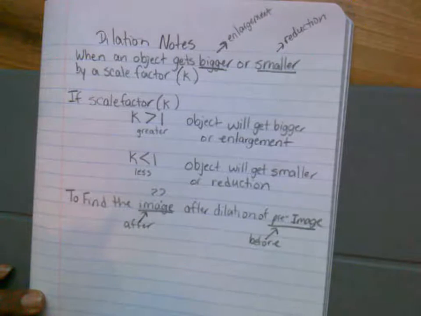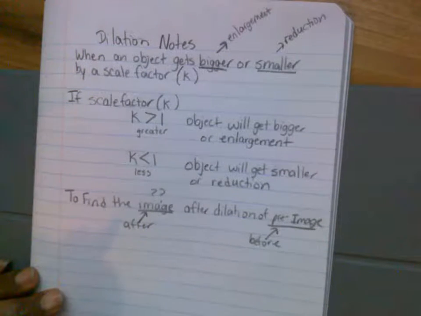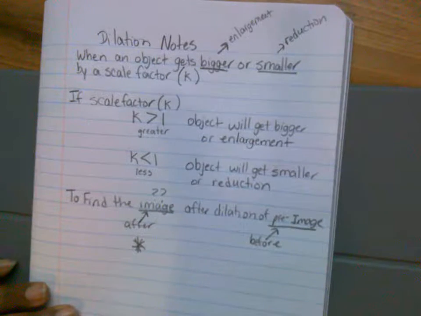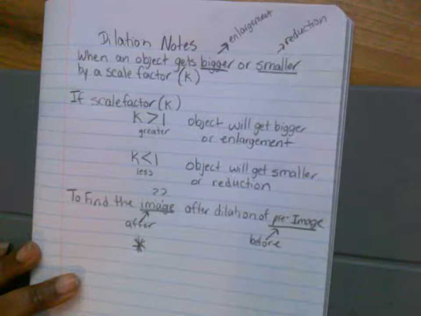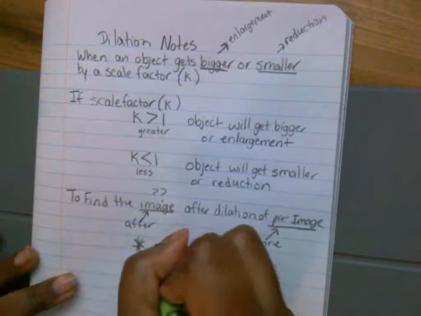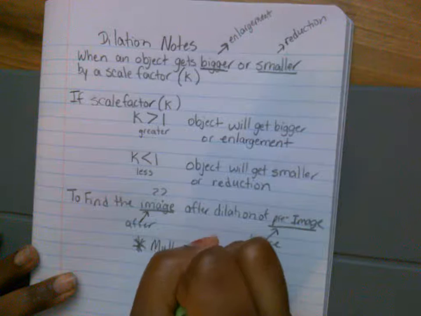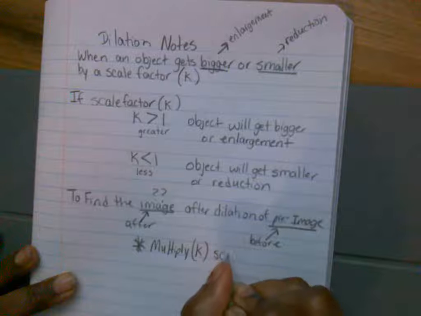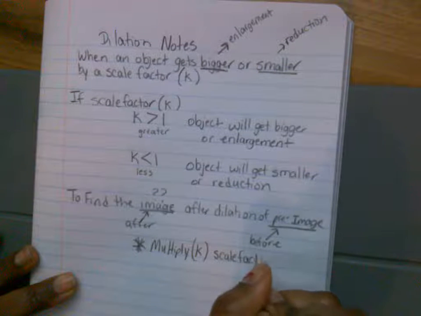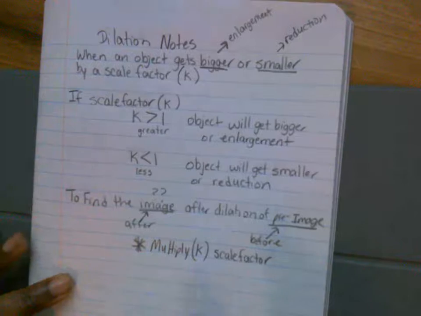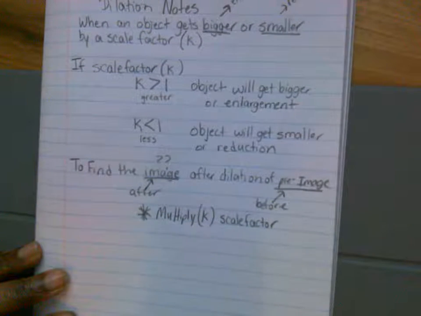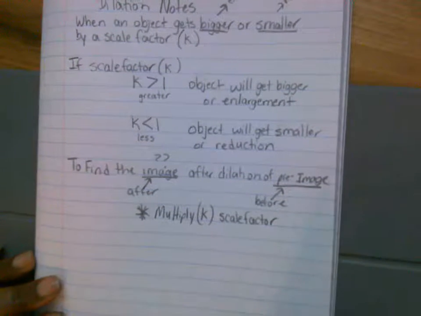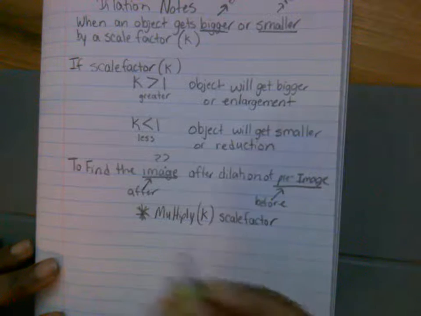Am I moving too fast? All right, to find that image, you multiply your scale factor times each of your points. So multiply K or scale factor. So whatever K is equal to, you're going to take that number and you're going to multiply it times the X and the Y coordinate to get your new ordered pair. So let's do an example.